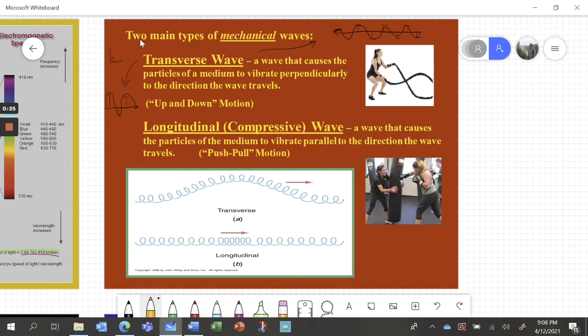So the two main types of waves, the way we transfer energy through matter, are transverse waves and longitudinal waves. These are often called compressive waves, and I will probably more often say compression wave than longitudinal, because I feel like longitudinal is hard to say, and I like the word compression more. Makes a little bit more sense to me.